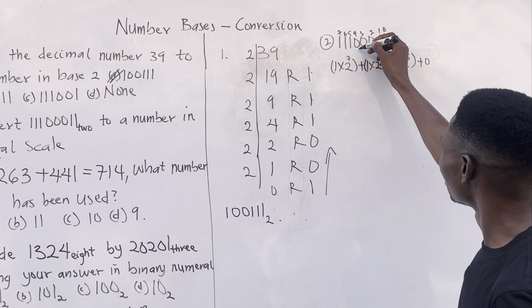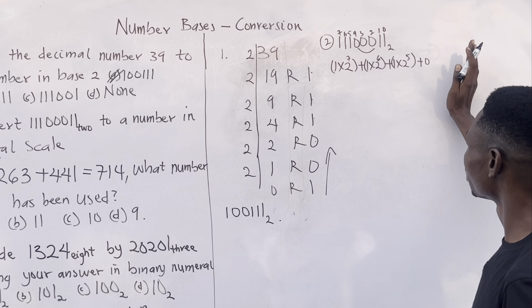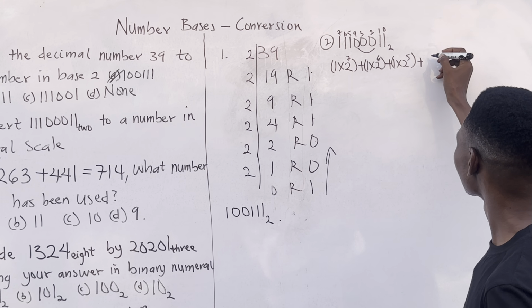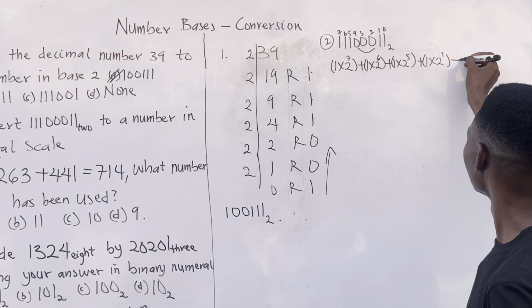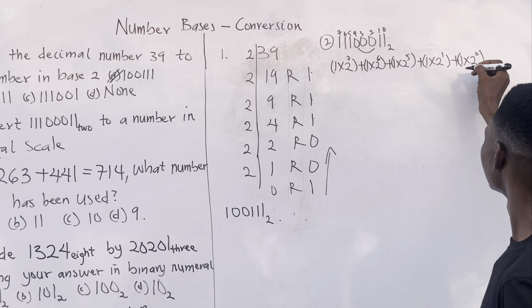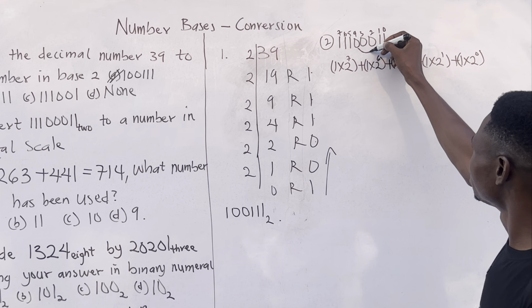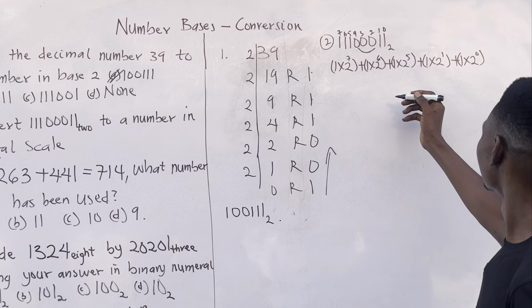All of this 0 will give us 0. Let's just skip them for the sake of exam. All of these values, 0 multiplied by anything will give us 0. So skipping to this point, we have 1 multiplied by 2 raised to the power 1, plus the last one, 1 multiplied by 2 raised to the power 0. So I believe you understand why I skipped all of these zeros, because all the values will end up being 0.